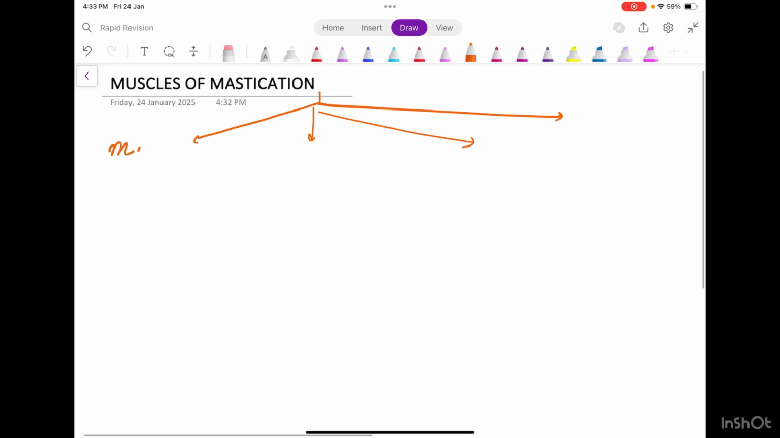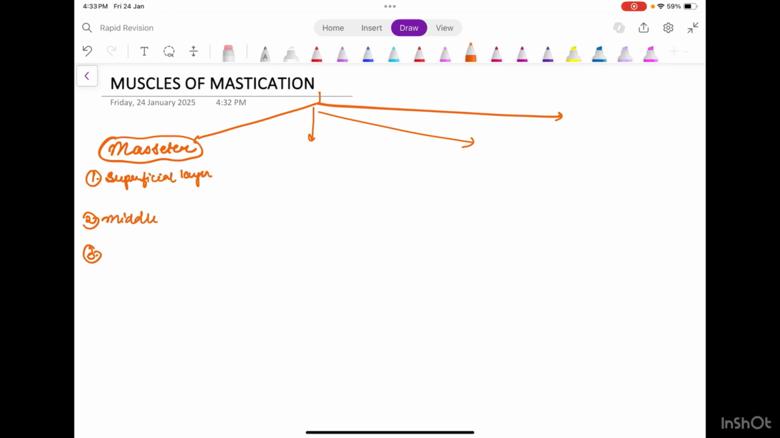Now, first one is the masseter. Now, for the masseter, there are a few things. First of all, you have three layers in it. All right, so first is the superficial layer, then you have middle layer, and then you have deep layer.